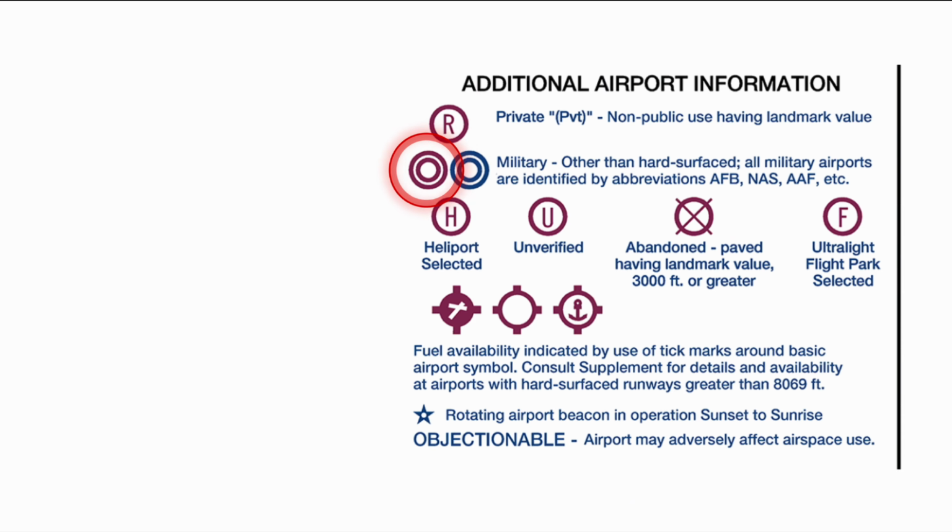Unpaved military airports are 2 open circles in this case. Then you've got heliport, unverified, abandoned, or closed. So if you have an X on it, don't land there. If there are tick marks surrounding the airport, that means that they have fuel available. So that's one of the ways you can identify if fuel is available at an airport.